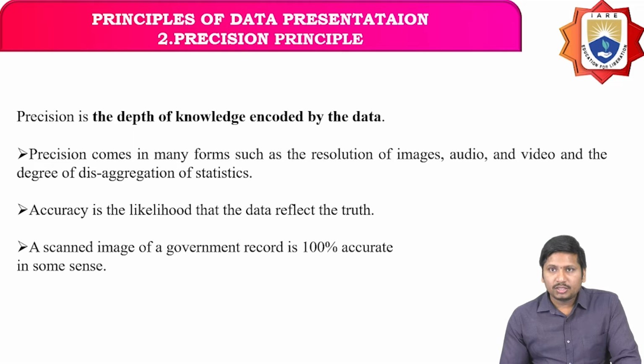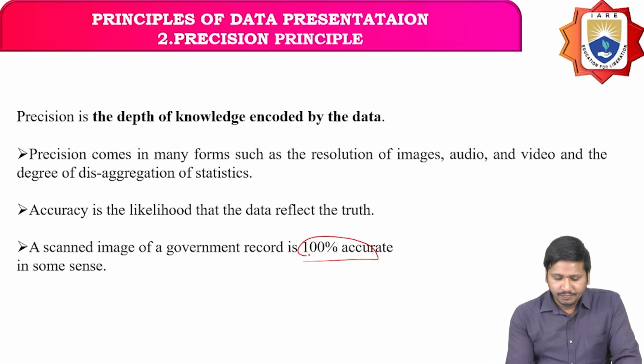Accuracy is the likelihood that the data reflect the truth or not. The data is coming from different sources, and whether that data reflects the truth or not is the accuracy. A scanned image of a government record is 100% accurate in some sense. The image we collect from a government record should be 100% accurate in some cases.